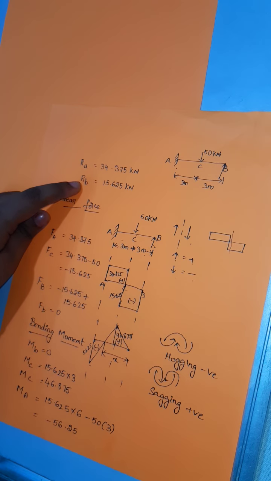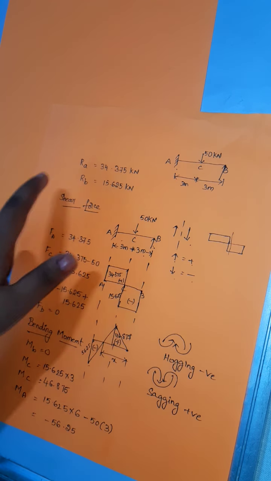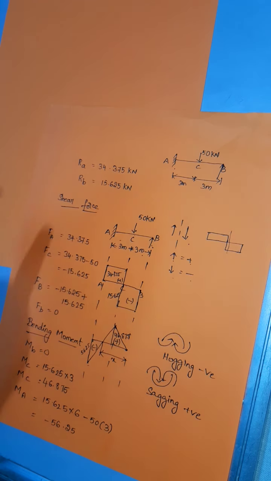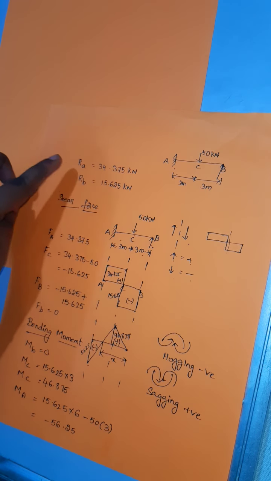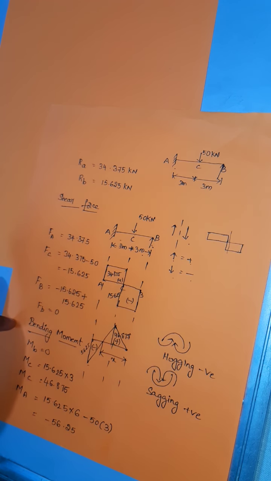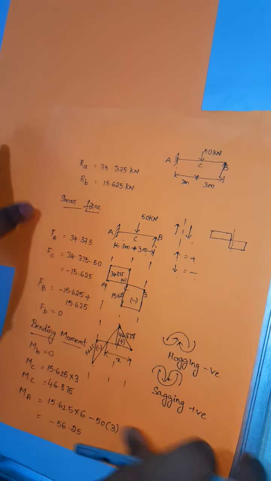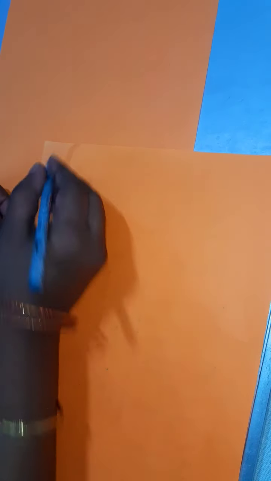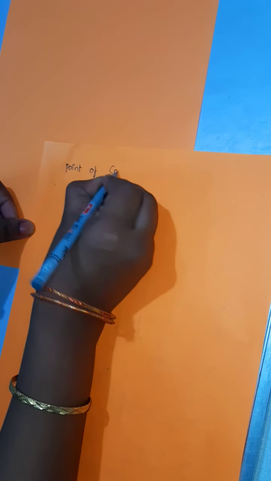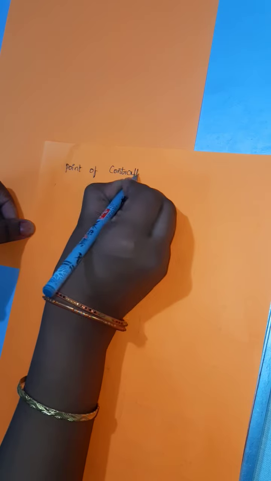This RB is nothing but the propped reaction. So I got this prop, and I am taking it as the reaction at B for calculating the shear force and bending moment diagrams. So using the reactions at A and B, I had calculated the shear force and bending moment diagrams. Okay. Now I need to calculate the point of contraflexion. Okay, point of contraflexion. See here, what we got?